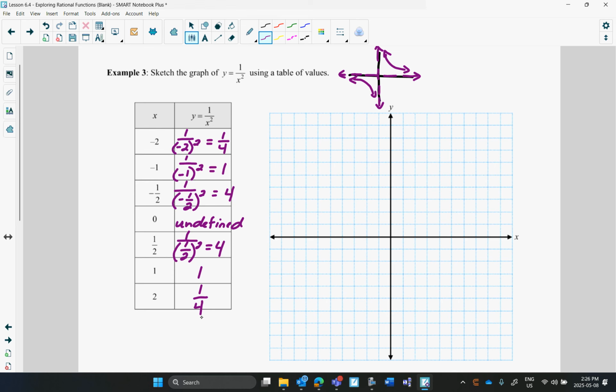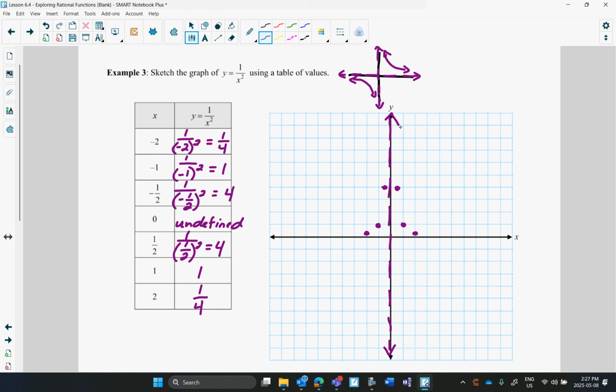So if we sketch these, -2 is 1/4. -1 is 1. -1/2 is 4. +1/2 is 4. 1 is 1, and 2 is 1/4. And remember, there's no value at 0. So x cannot be 0, which means we need to replace it with a vertical asymptote.